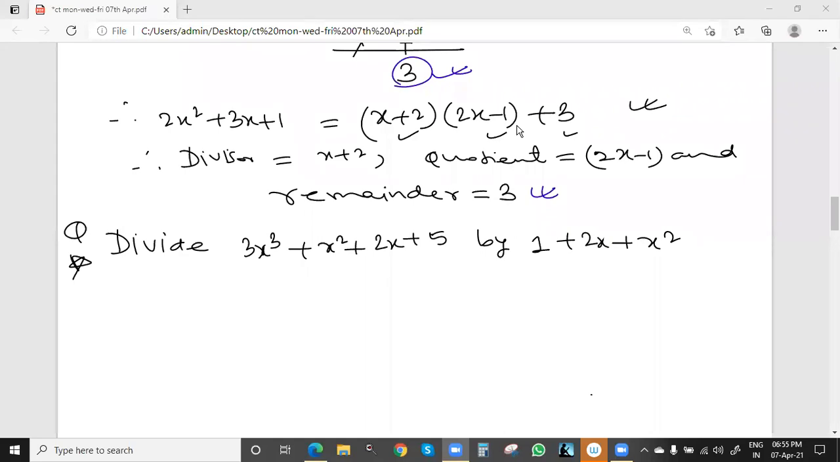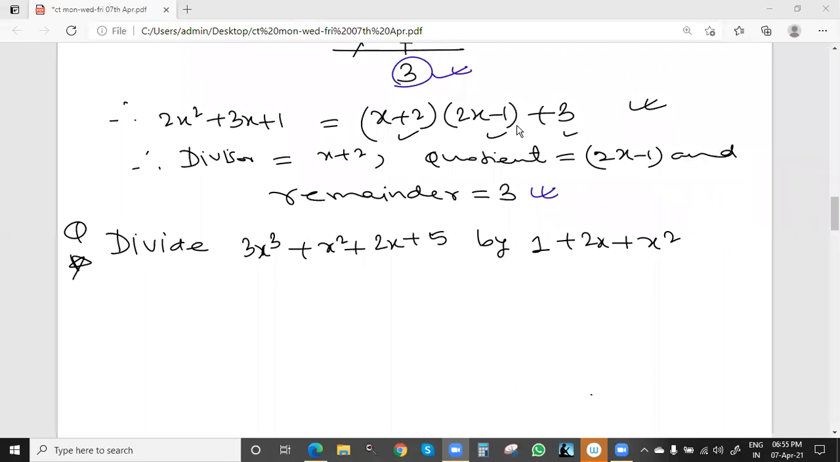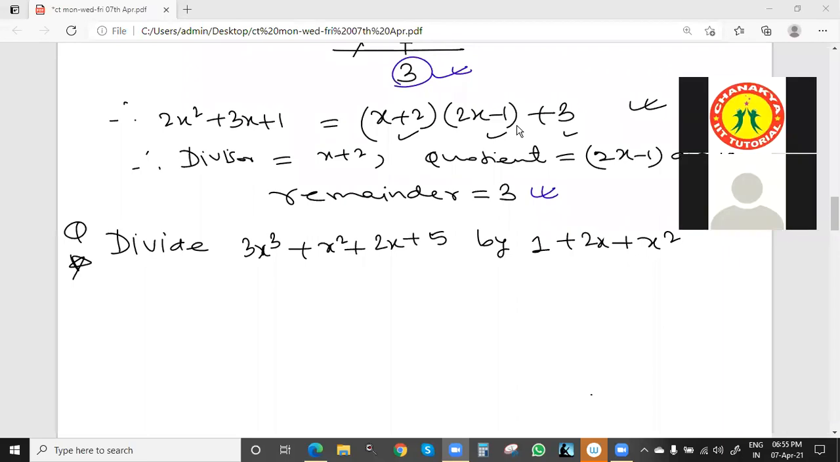Please try this question. Divide 3x cube plus x square plus 2x plus 5 by 1 plus 2x plus x square.